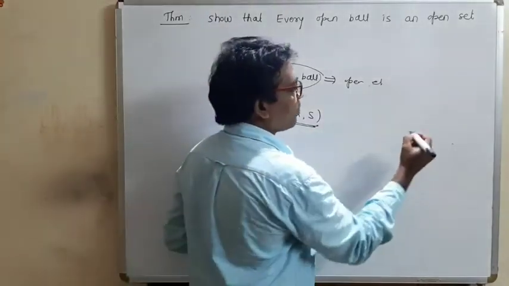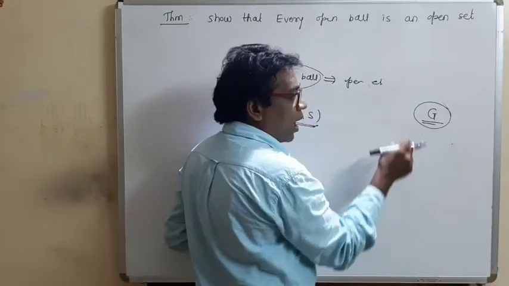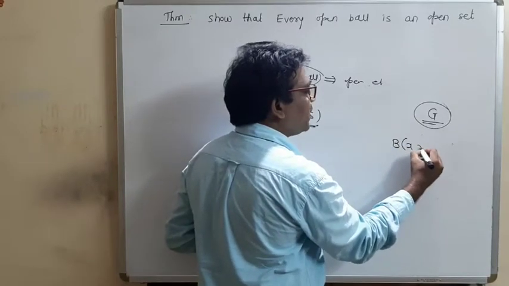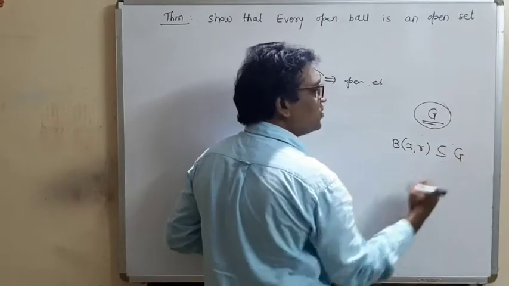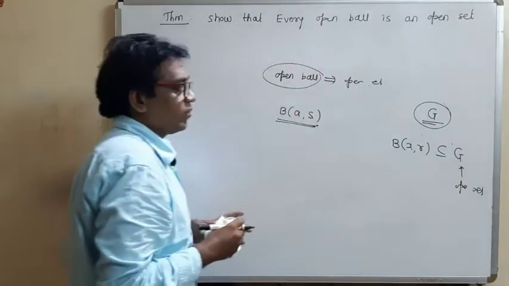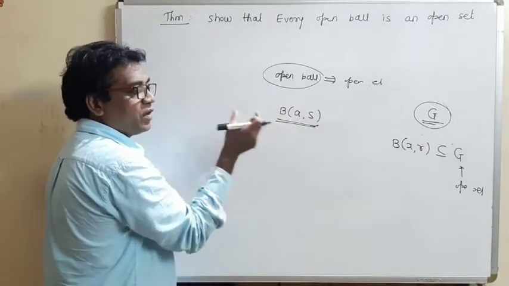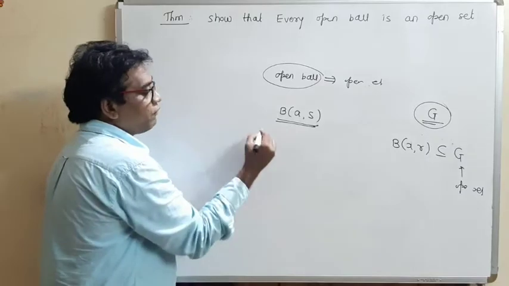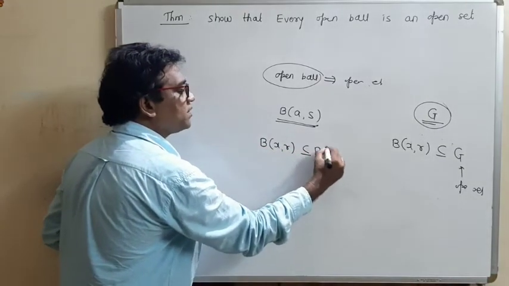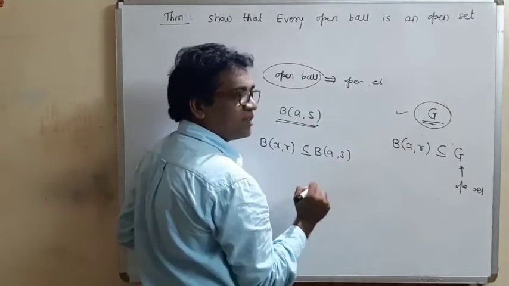What is the basic idea for showing the open set? A subset G is said to be open. How to show that it is open? Just find out some open sphere B(x, r) which is contained in G. Then and only then this G is called an open set. Now we want to show that this is an open set. Find out some open sphere B(x, r) which is a subset of this set B(a, s).